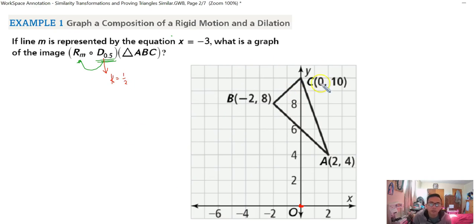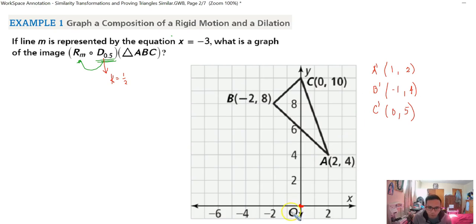So you have to multiply. My A prime will be 2 times 1/2, that is 1, and 4 times 1/2 is 2. My B prime is -2 times 1/2, which is -1, and 8 times 1/2 is 4. C prime is 0 times 1/2, which is 0, and 10 times 1/2 is 5. And then this is now the dilated image.